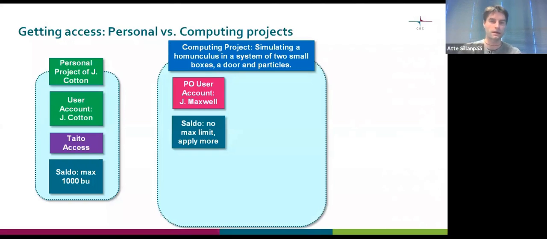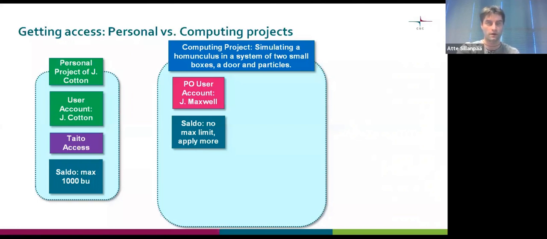To start doing science, you need access to a computing project, which you can apply for by yourself, or if your colleague or supervisor or somebody with whom you're working already has a computing project, then you can ask them to invite your user account as a member of this project. In this case, we have some famous sounding guy as the project owner. And in principle, there is no maximum limit for the saldo, but by default you get 10,000 billing units, and then you can apply for more.